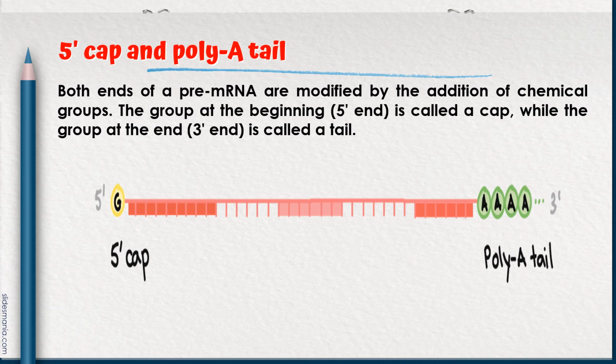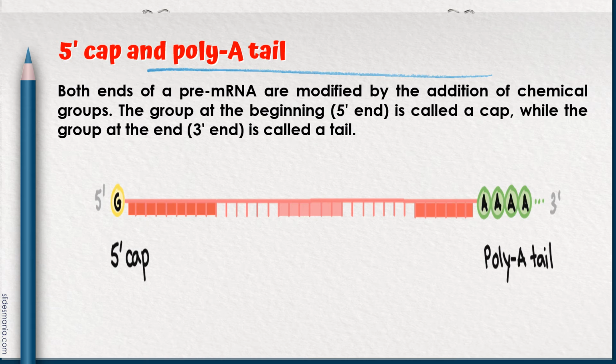and help it get exported from the nucleus and translated on the ribosomes, which are the protein-making machines found in the cytosol. The 5' cap is added to the first nucleotide in the transcript during transcription. The cap is a modified guanine, or G nucleotide, and it protects the transcript from being broken down. It also helps the ribosome attach to the mRNA and start reading it to make a protein.